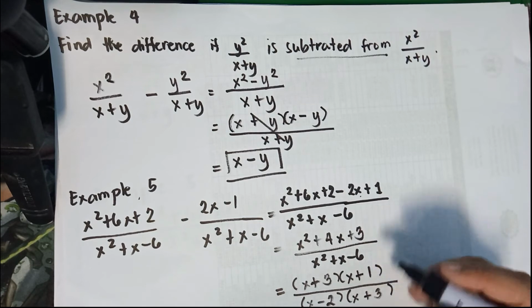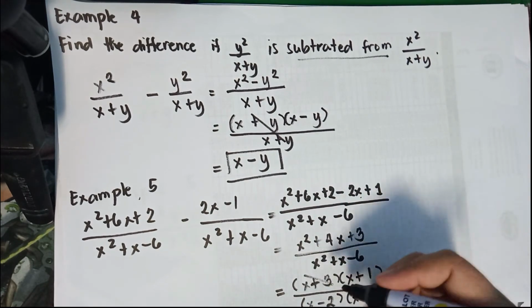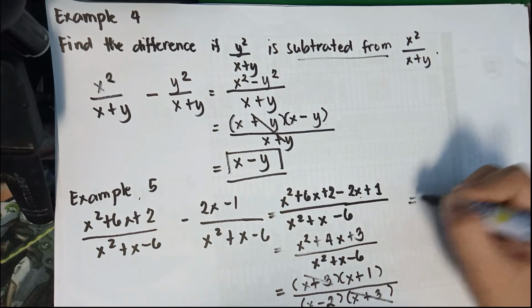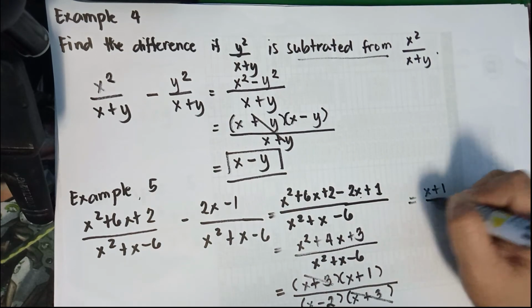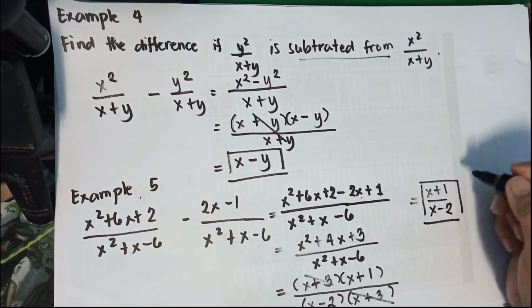Next, cancel out common factor. And we have final answer x plus 1 over x minus 2. That is our final answer.